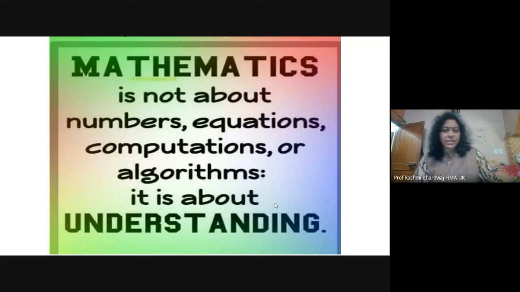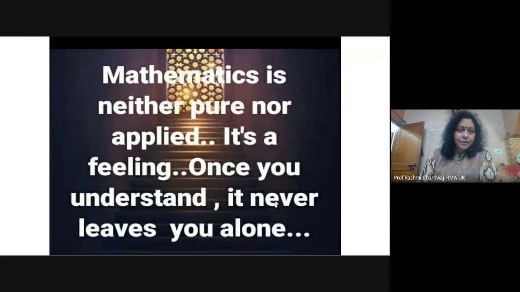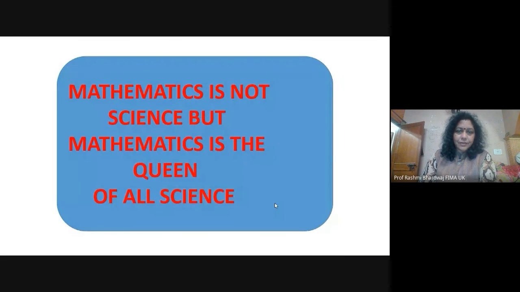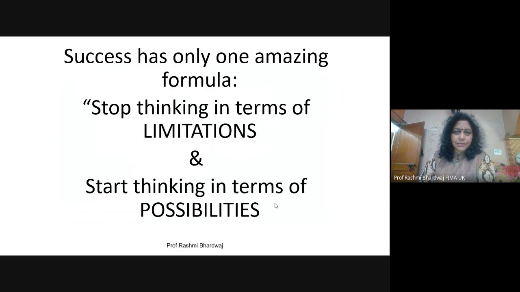Lastly, now I will say, because we are all afraid of mathematics: mathematics is not about numbers, equations, computations, or algorithms. It is about understanding. And mathematics is neither pure nor applied. It is a feeling. Once you understand, it never leaves you alone. It is not a science, but it is the queen of all sciences.